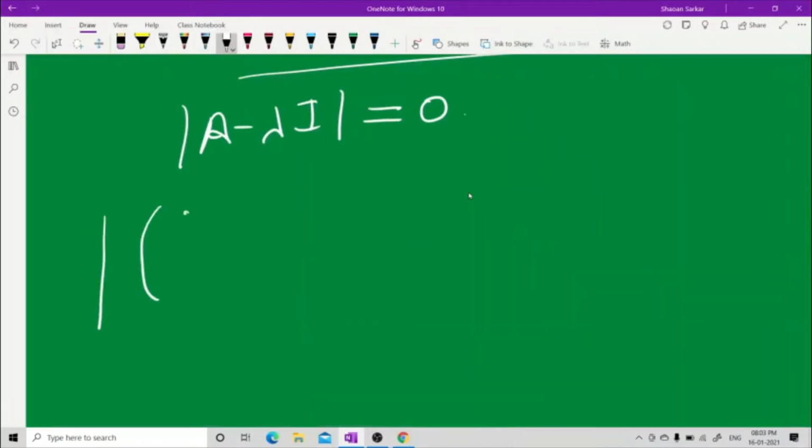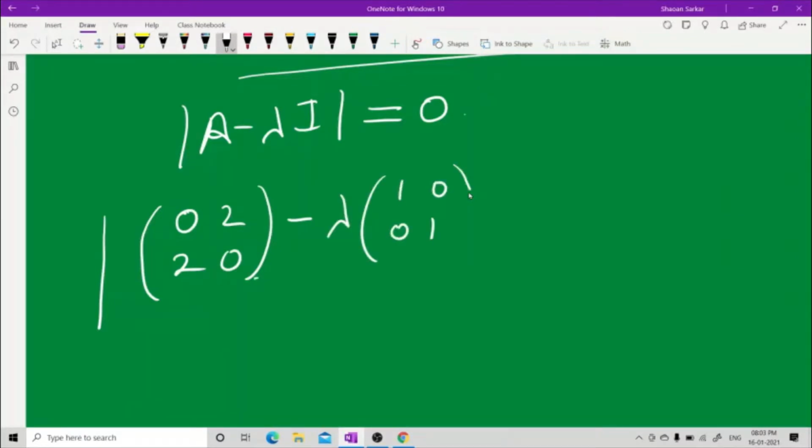Now you have 0, 2, 2, 0, and then minus lambda times the identity. I told you to write the same order. This is a 2 cross 2, so this also will be 2 cross 2. Then 0 minus lambda becomes minus lambda. 2 minus 0 becomes 2. 2 minus 0 is again 2. And 0 minus lambda here becomes minus lambda.